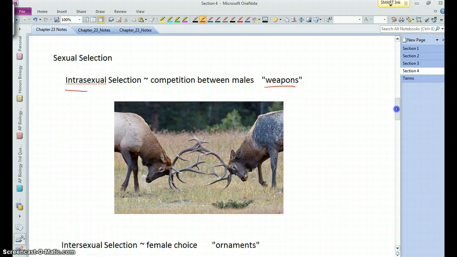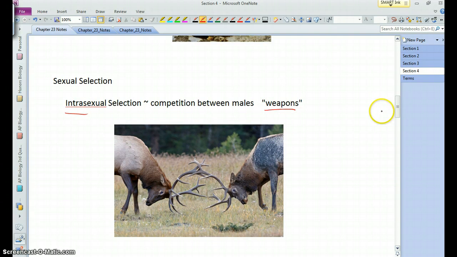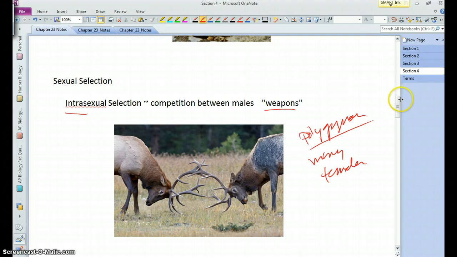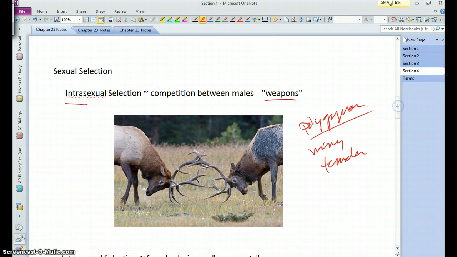And in these situations, really what happens is they're often polygynous, and the winning male gets access to many females. The females don't really have a lot of say in who they're mating with. It depends on which male wins the fight, you might say.